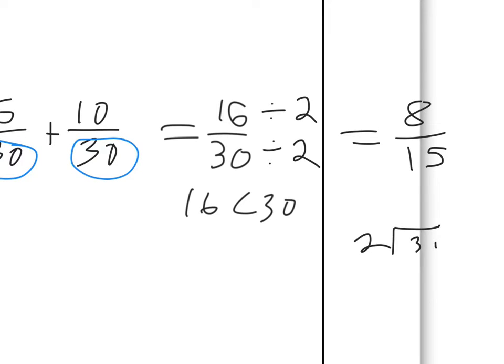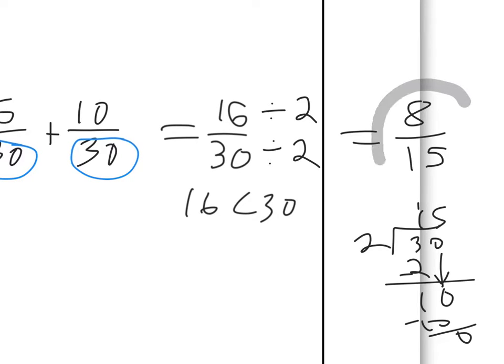Now, if you remember, you can always do it by dividing: 2 goes into 3 one time, and then 2 goes into 10 5 times. So, do we have the answer now? 8 over 15. Good deal.